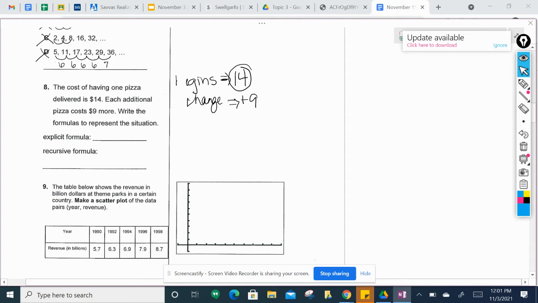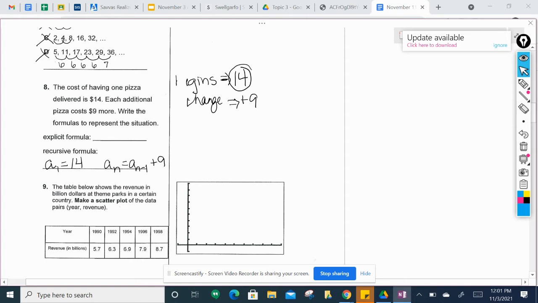So once I know those 2 things, I can write my explicit and recursive form. My recursive form, I'm going to start with that one. Always says A sub 1 equals, and we tell it where to begin, 14. And then A sub n, the next term, is always equal to the previous term plus 9 more.